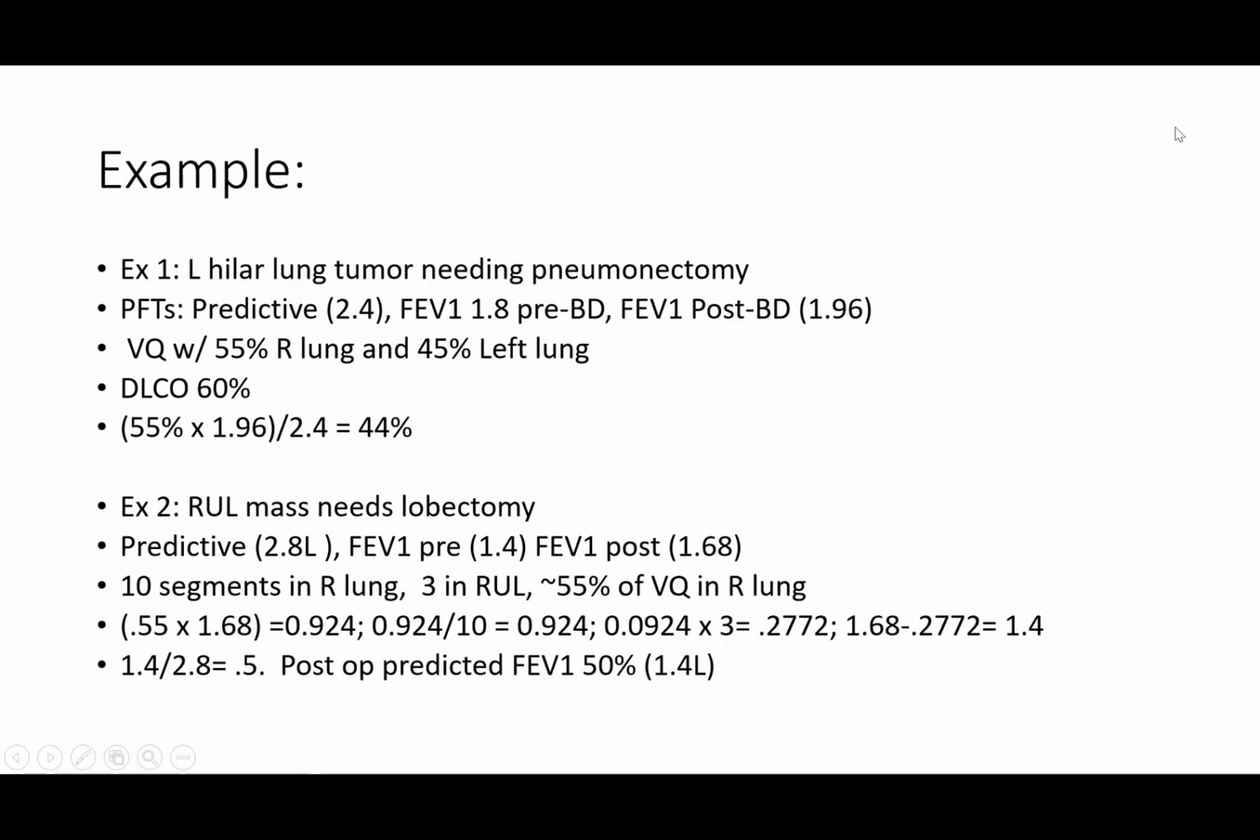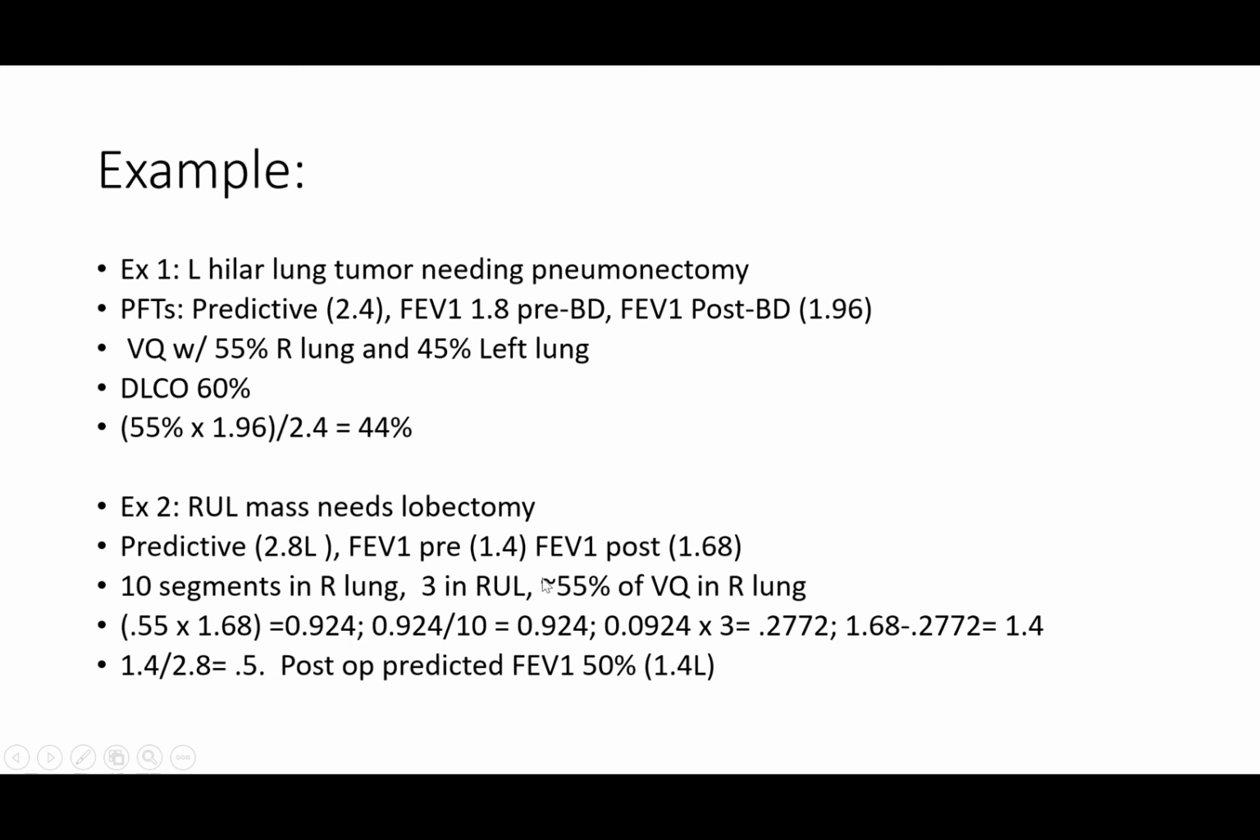All right, so anyway, their predicted FEV1 of 2.8 liters. Their FEV1 pre-bronchodilator, not very good, 1.4. Their FEV1 post-dilator, 1.68. So if you were to say, based on just their FEV1, 1.68, that they would tolerate a lobectomy, likely, but not a pneumonectomy. So there's 10 segments in the right, 3 in the right upper lobe.